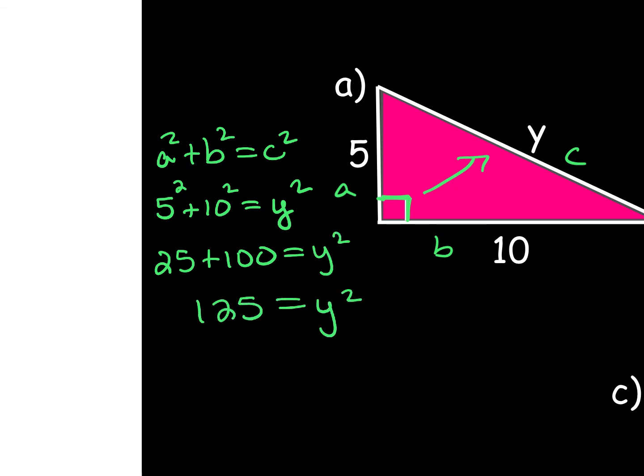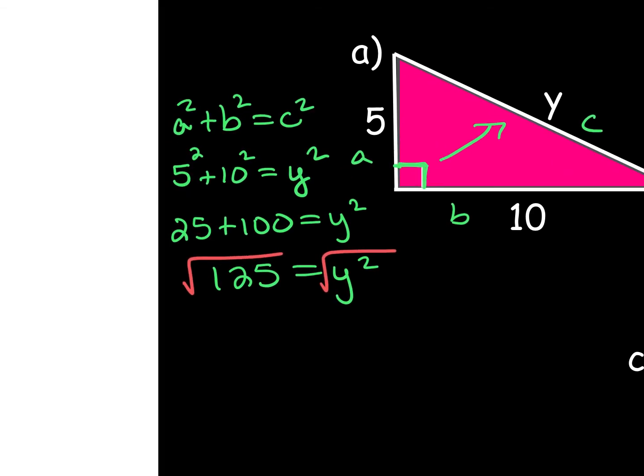And now I don't want y squared. I want just y. So I have to square root both sides. And this ends up giving me y is equal to the square root of 125. Now, technically, it should be plus minus, but we never want a negative side length, so we only keep the positive answer here. And now, I need to leave this in simplest radical form.